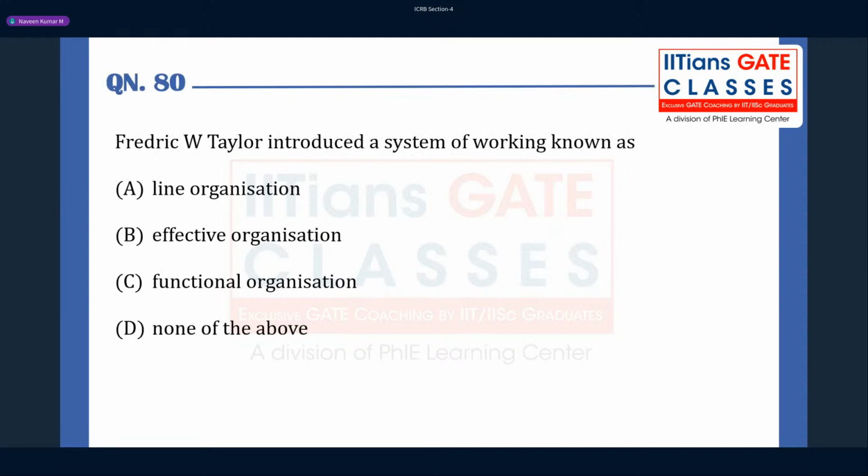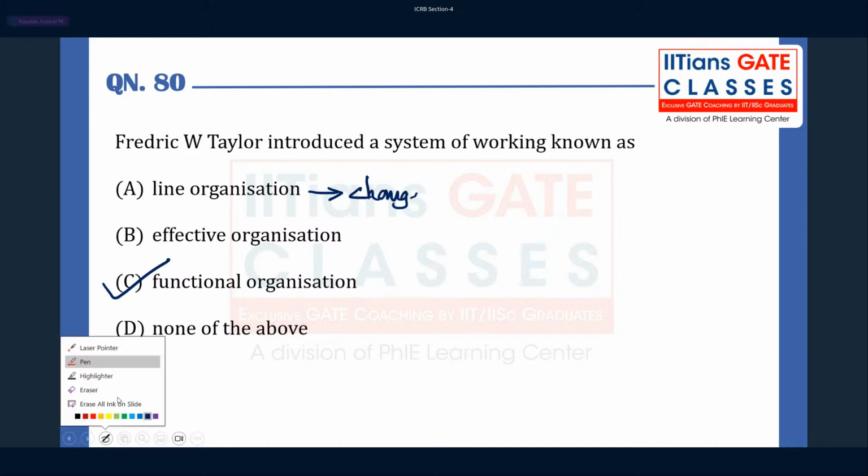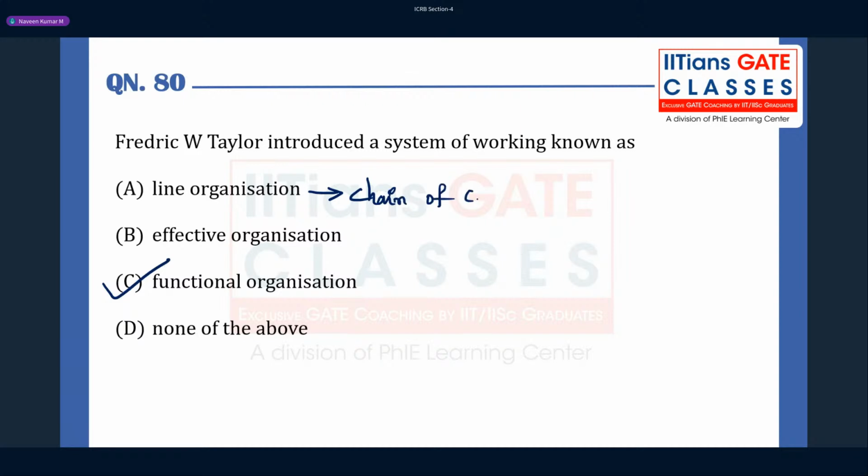Okay. Next. Frederick W. Taylor introduced a system of working known as. Actually, the answer is functional organization, but we'll discuss what is line organization. There is nothing like effective organization. Line organization is very important, where you have a chain of command. Like military people, you have a chain of command, right? You have your superior, and your superior has some other superior. Like that, you have so many commands, right? Based on that superiority, you'll have the problem solved.